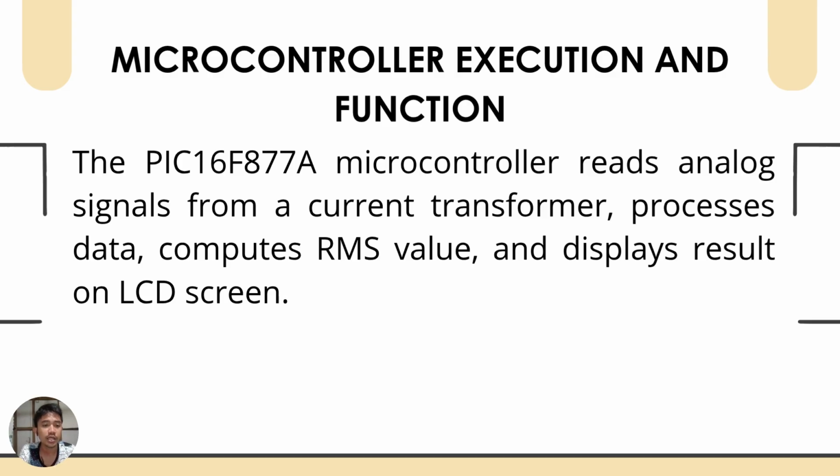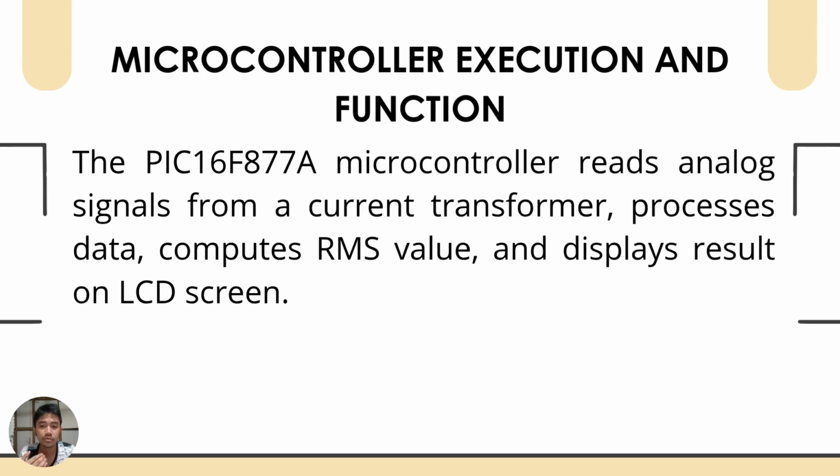So how does it work? Once the analog signal is converted into digital values, the microcontroller performs mathematical operations to calculate the root mean square, or RMS, value of the AC current. RMS is the standard way of expressing an AC signal in terms of its equivalent DC value. It tells us how much usable power is being consumed.